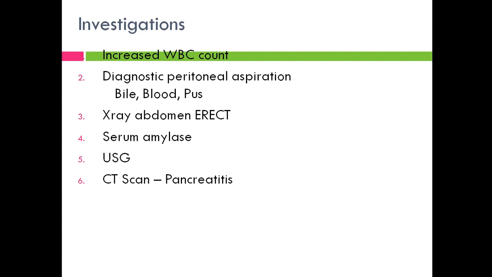Ultrasound to find out the presence of fluid in the peritoneal cavity, the peristalsis, and other organs, especially solid organs. Serum amylase, and not only amylase, lipase is an indicator of acute pancreatitis. And CT scan is usually the investigation of choice in acute pancreatitis.